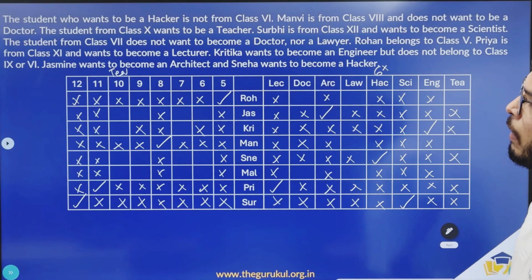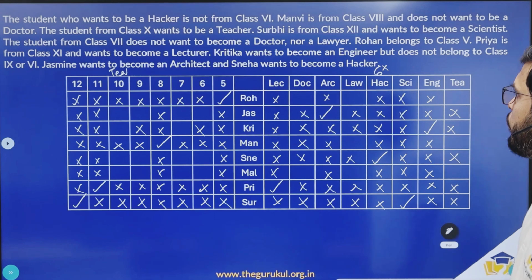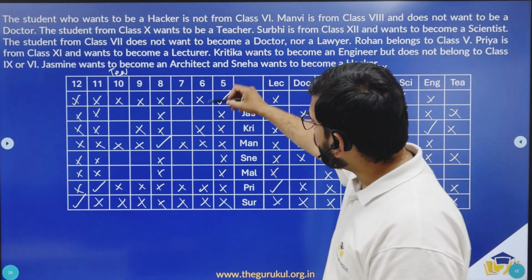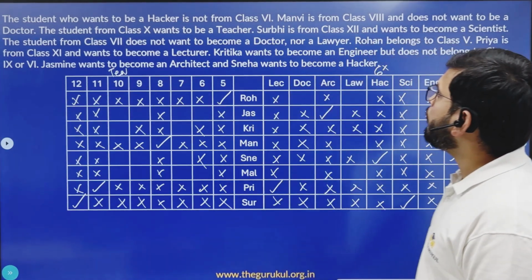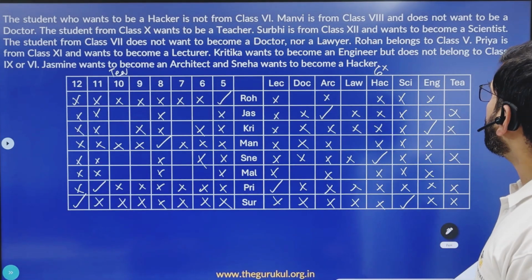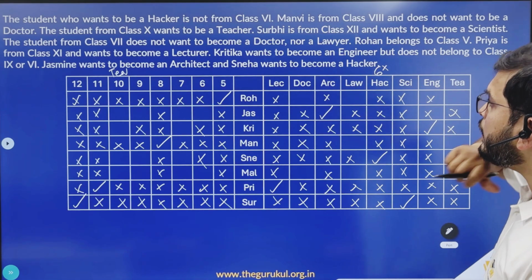Now let's see how to use these statements. The student who wants to be a hacker is not from class 6. Now who is a hacker? Sneha. So she is not from class 6. Done. Manvi is from class 8 and does not want to become a doctor. Done. Class 10 wants to be a teacher.